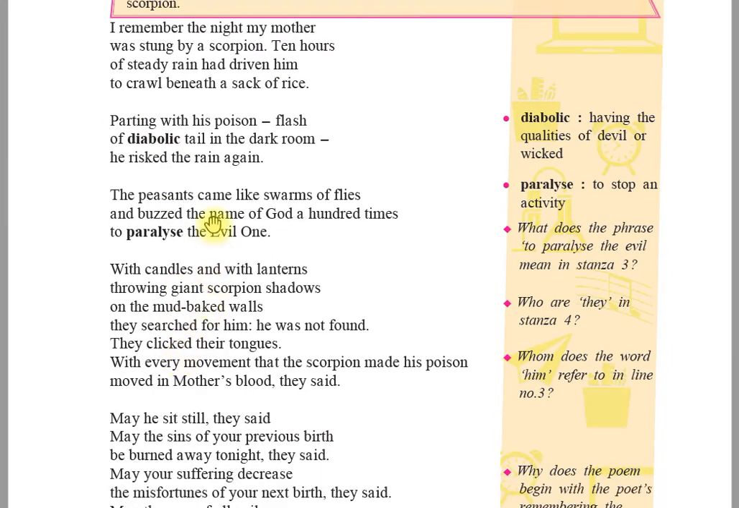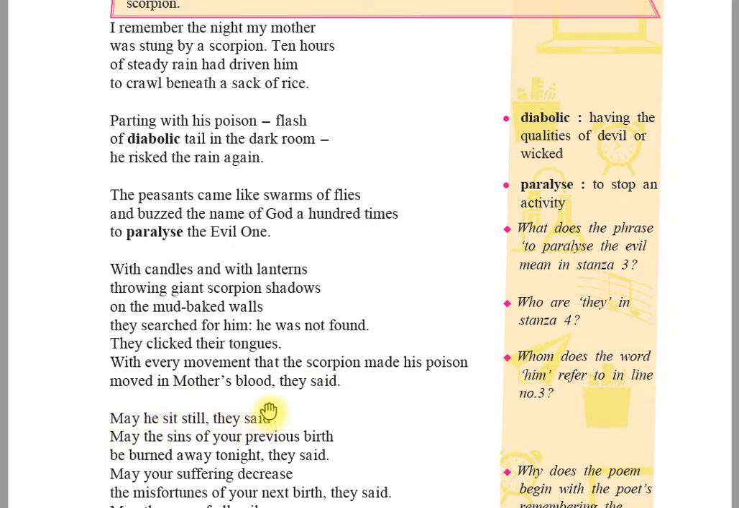Come to the next line. The peasants came like swarms of flies and buzzed the name of God a hundred times to paralyse the Evil One, with candles and with lanterns, throwing giant scorpion shadows on the mud-baked walls. They searched for him. He was not found. They clicked their tongues with every movement that the scorpion made. His poison moved in Mother's blood, they said. May he sit still, they said.